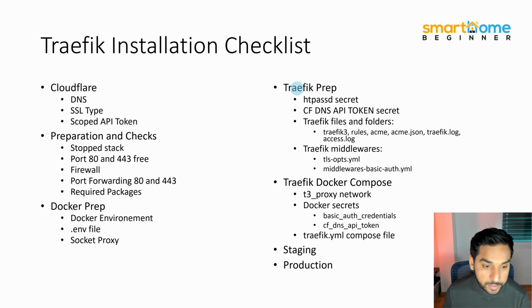Actually, I just realized something we skipped. We did the Docker environment, we did the env file, we did not do Socket Proxy. It's okay, we'll go back and do it right now. We also jumped ahead and we did the HT password, or the basic authentication. We also did CF DNS API token. We also created the Traefik 3 folder, rules folder, acme folder, acme.json, Traefik.log, access.log. We'll come back to the middlewares later on.